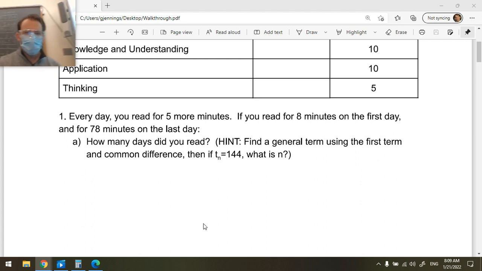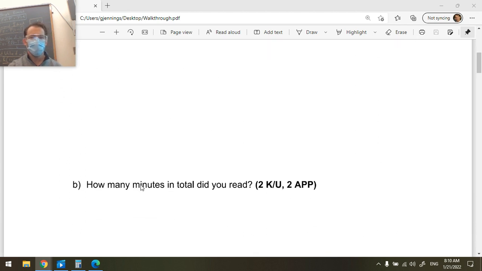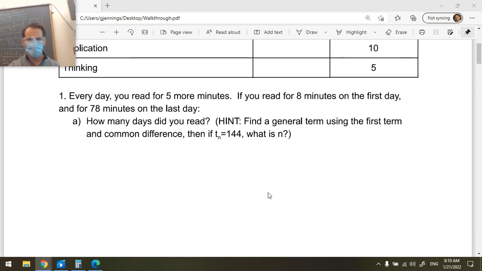So if we had a situation where you've resolved for your New Year's resolution to read every day, and you're going to start with a small number of minutes. You're going to read for 8 minutes on the first day, and then every day you're going to read for 5 more minutes. One day you find that you're reading for 78 minutes, and you're wondering, how many days have I been doing this? How many days have I been reading and adding 5 minutes per day? And how many total minutes have I read? So let's take a look at how we can answer these types of questions.